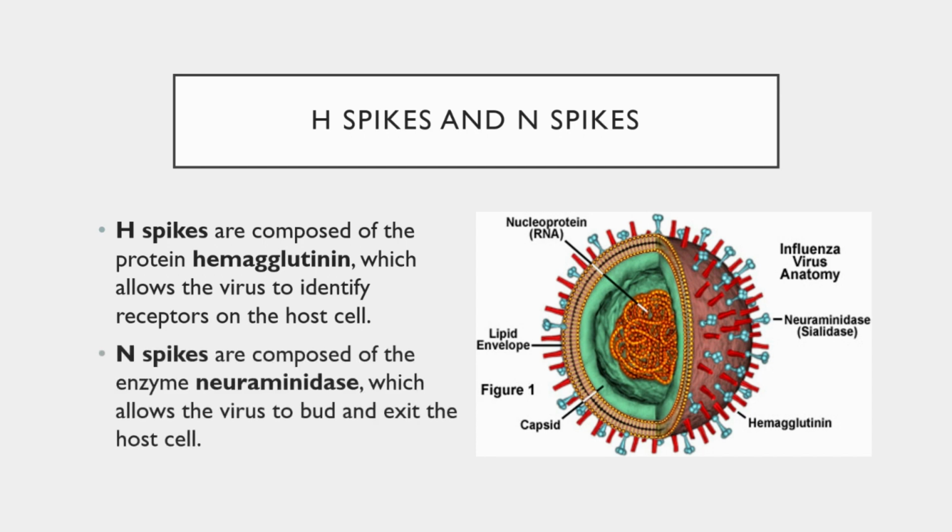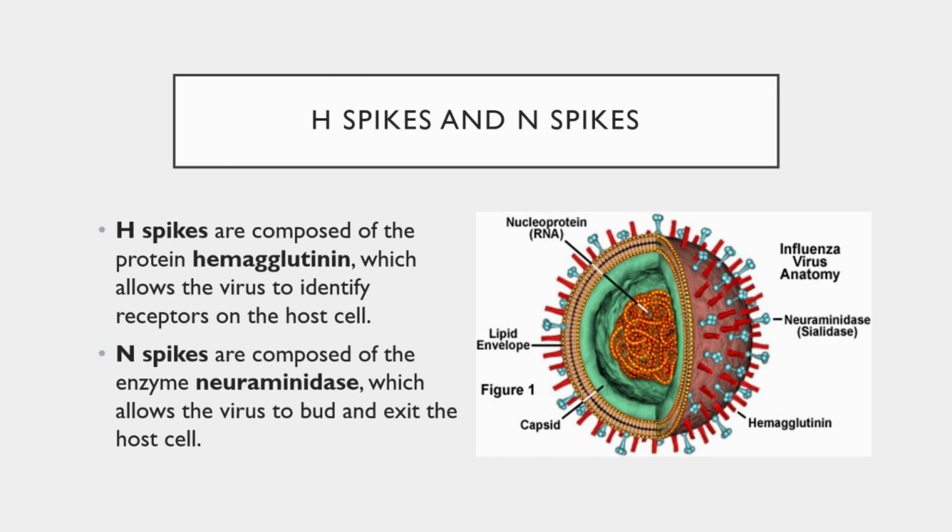The other type of protein spike is the N spike. These are named for the fact that they're composed of the enzyme neuraminidase, which is the component that allows the virus to bud off and exit the host cell. And you may remember when we learned about antimicrobial drugs that Tamiflu inhibits the neuraminidase or the N spikes, and therefore Tamiflu prevents the budding or the release stage of the flu virus.